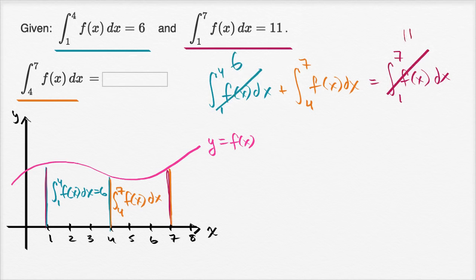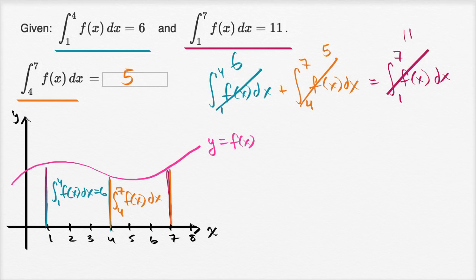And so we have 6 plus this is equal to 11. Well, 6 plus what is equal to 11? Well, this thing right over here must be equal to 5. The definite integral from 4 to 7 must be equal to 5. This must be equal to 5.